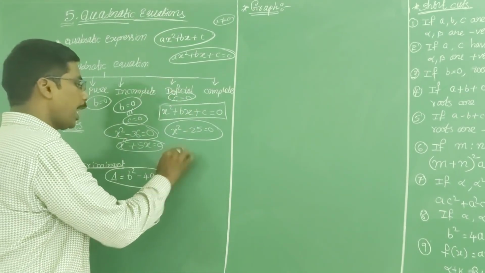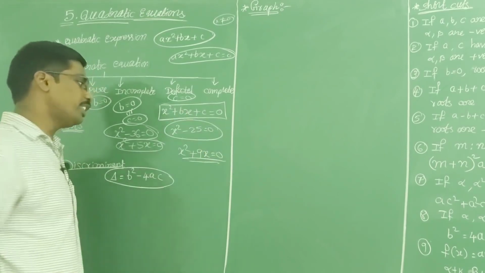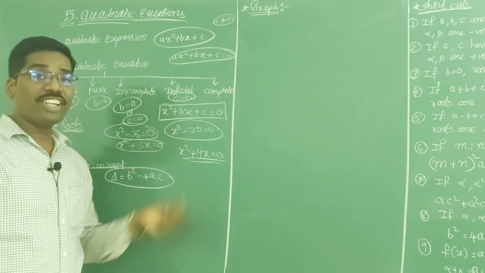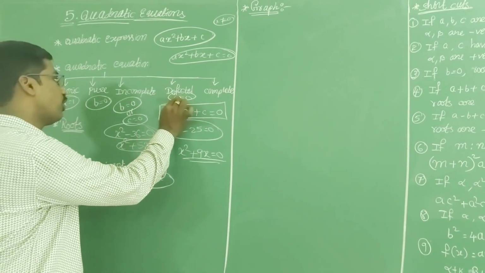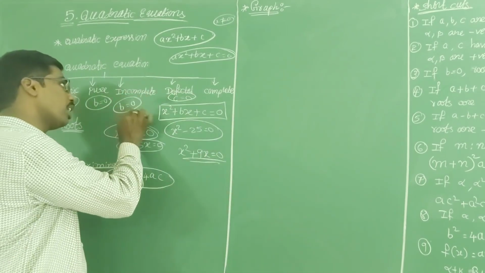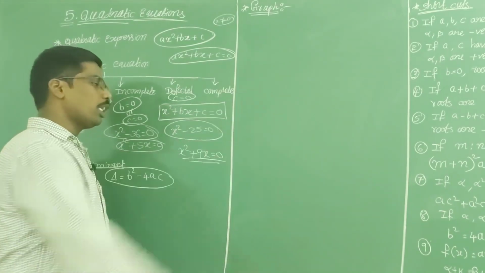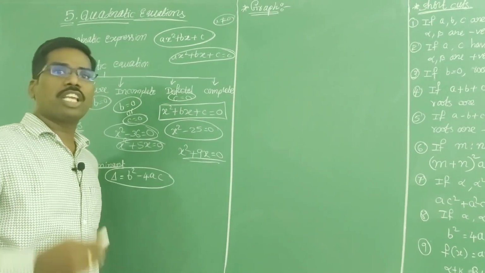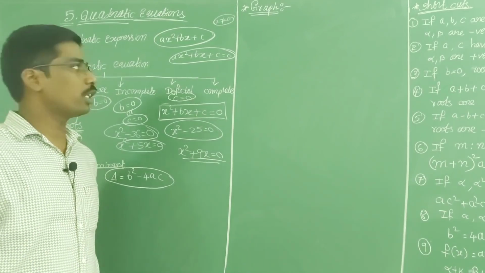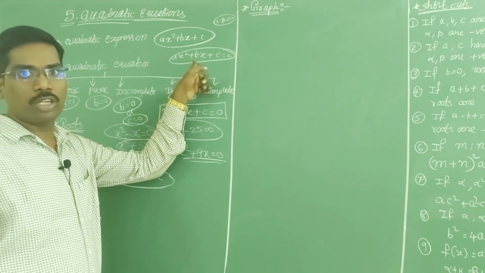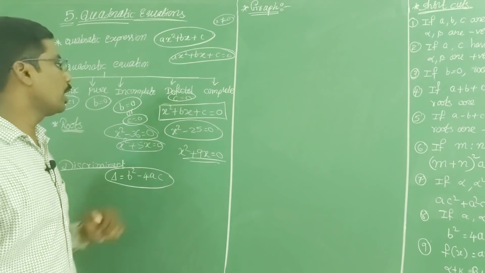A defective equation is, for example, x square plus 9x is equal to 0. In this, c is not there, so that is called a defective quadratic equation. The defective and pure quadratic equations come under incomplete quadratic equations. Now the last one is the complete quadratic equation. A quadratic equation having an x square term, an x term and a constant term is called a complete quadratic equation, because 3 terms are there. This is a very important concept in quadratic equations.